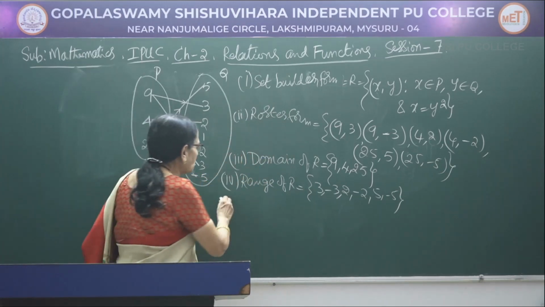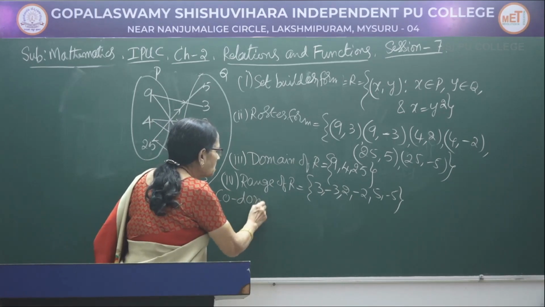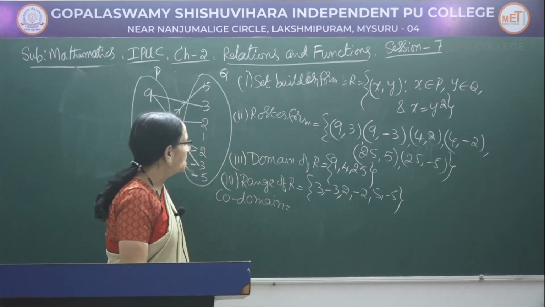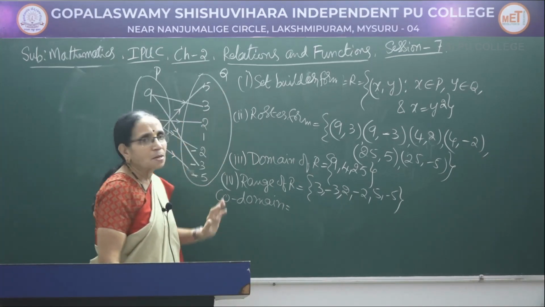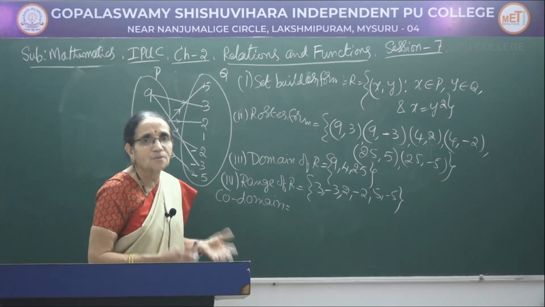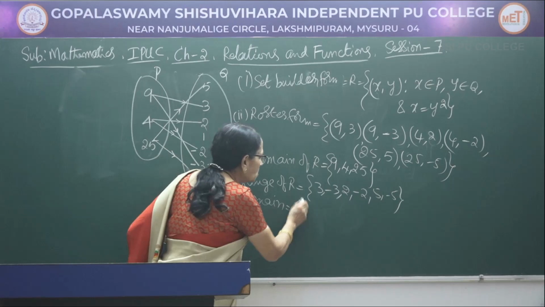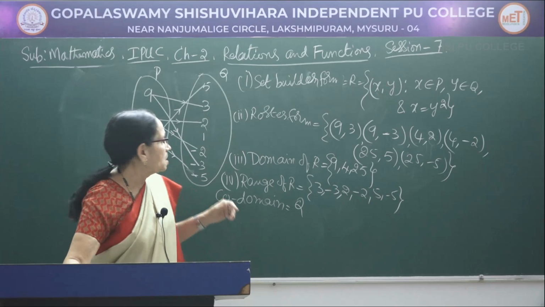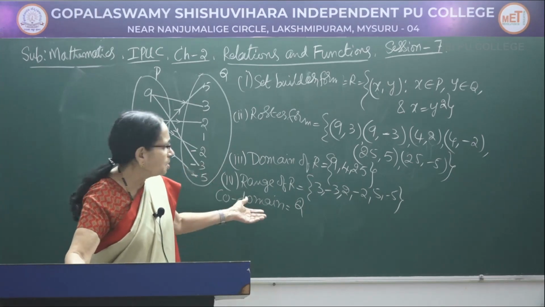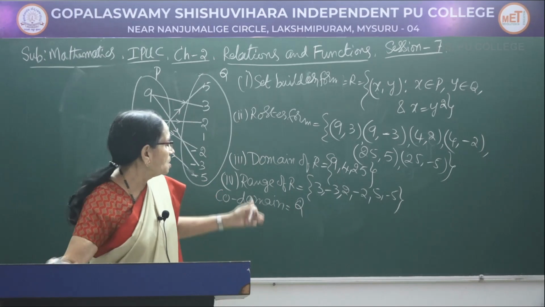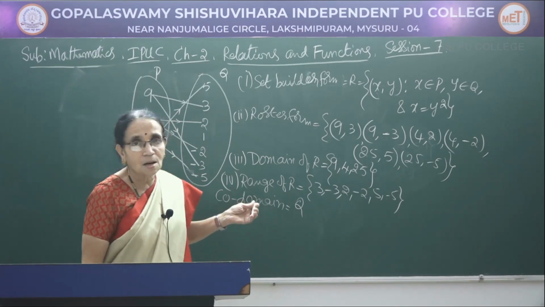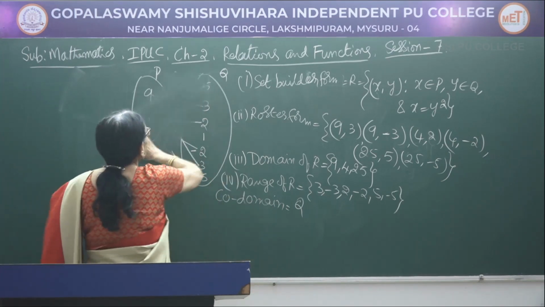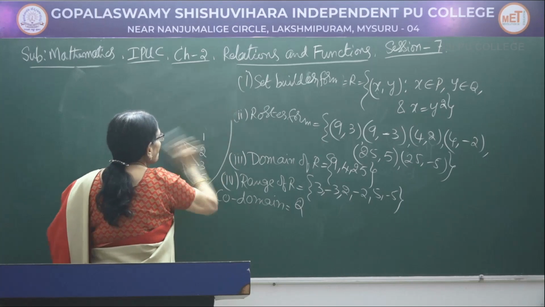Suppose they ask you to calculate the codomain. Usually they don't ask you the codomain. In this problem, suppose it is asked, then what you have to write? Codomain means the whole of the second set, the entire second set you have to consider. So directly you can write it as Q, or you can write the elements also, 1, 2, 3, 5 and minus 2, minus 3 and minus 5, or simply you can write the second set. Codomain of the relation R is nothing but the second set, or you can write the actual elements also. So both types of problems you can expect.